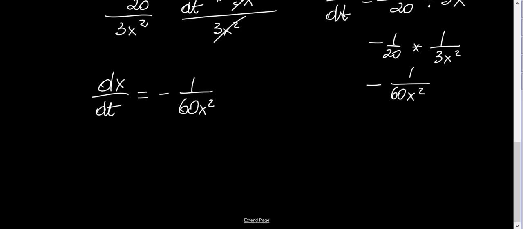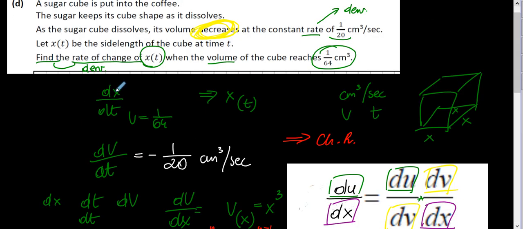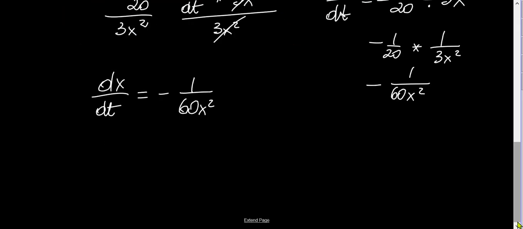Now that doesn't answer the question, isn't it? Let's have a look. I need to find a value of that derivative where volume is 1 over 64. Well, how am I going to put volume here? Well, volume equal what? X to the power of 3, isn't it? That's what volume equal to of that cube. So 1 over 64 equal x to the power of 3, because I need to have a value of x.